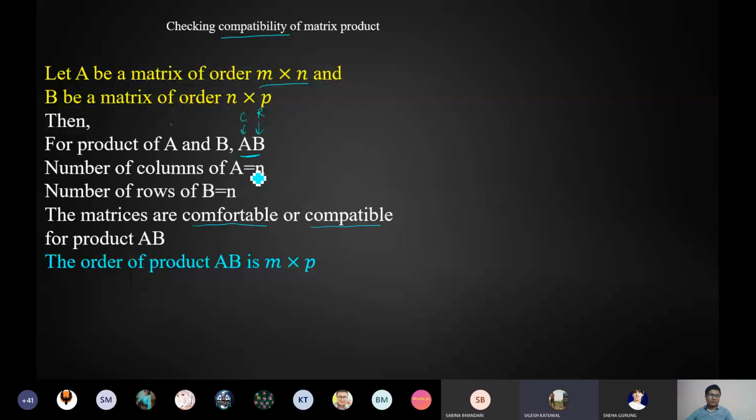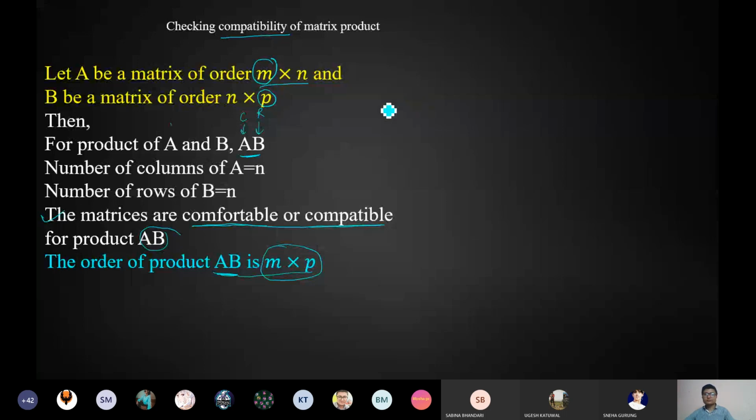The order of product AB is m by p. I'll discuss these things later, but just copy it at first. The order of product AB is m by p. These two matrices are compatible for product. This AB also will be a matrix again. And what will be the order of that matrix AB? I'm just giving you some brief insight here. That is m cross p. The new matrix will have the order m cross p.